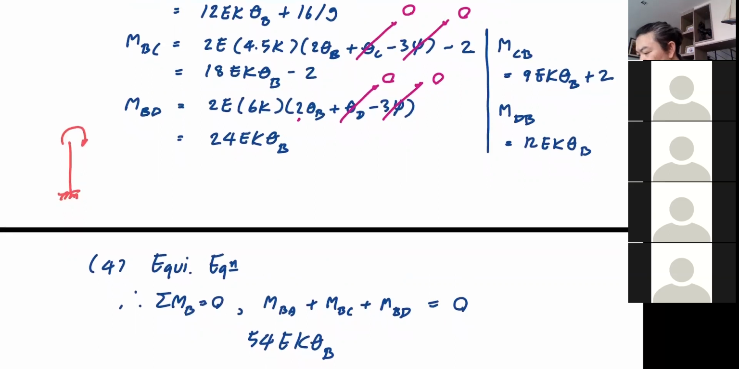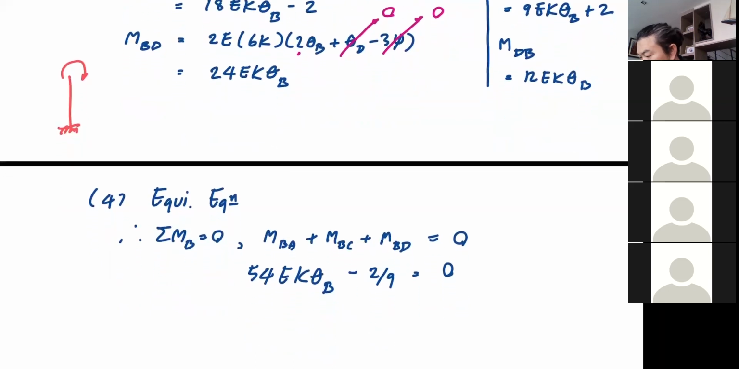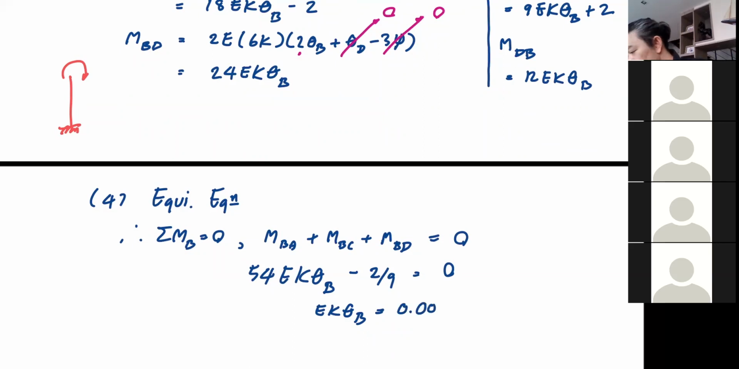Minus 2, that's 18. So we have minus 2/9 equal to 0. Am I correct? Because that's 18/9, right? So we have EK theta B equal to, okay, that's nice, exactly the same, 0.00412 radian, and it's clockwise. Okay, so now you can go back and complete your end moment. See how easy that is? Especially if you modify your support.